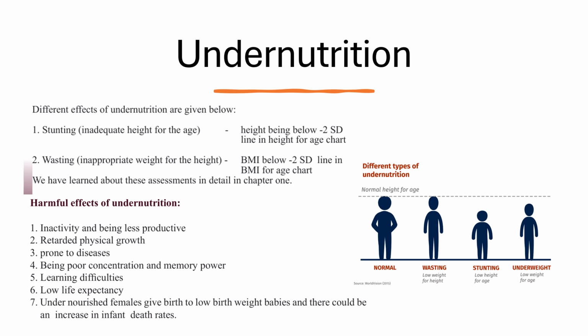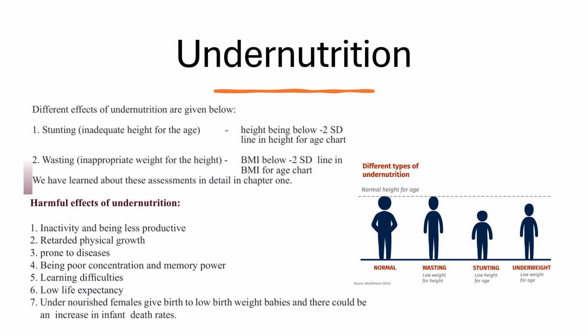There are adverse effects of undernutrition. Even though they get into undernutrition during their childhood, it's going to cause them lifelong difficult conditions. And then there are two different effects of undernutrition. One is stunting. Stunting means you don't have enough height for your age. Wasting means inappropriate weight for the height. That means you don't have enough weight that you should have for your height.